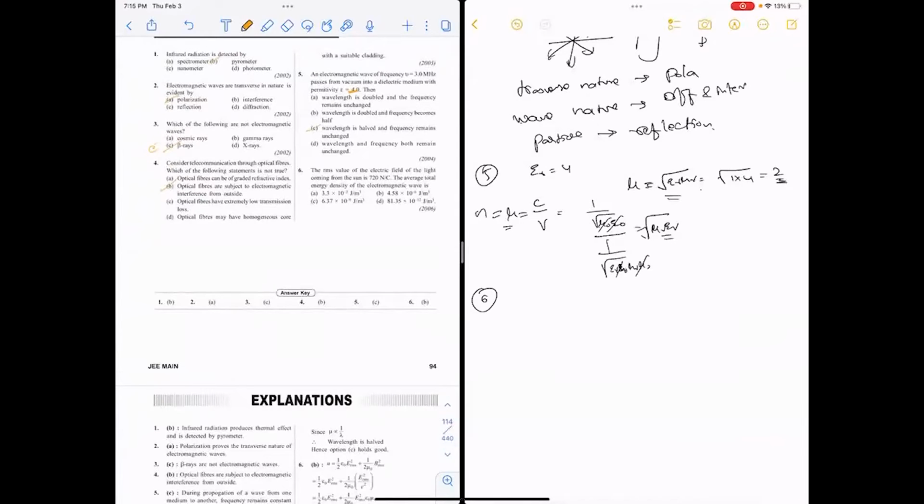Next, sixth one. The RMS value of the electric field of light coming from the sun is 720 newton per coulomb. So RMS electric field, that is E RMS, is 720 newton per coulomb. The average total energy density of the electromagnetic wave is? Do you know this average value?